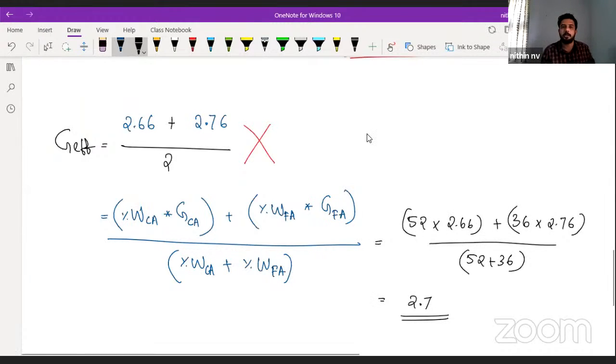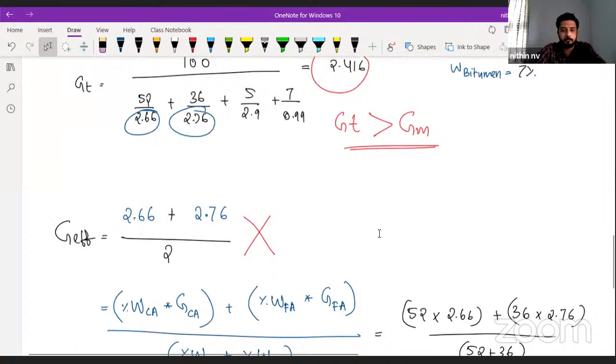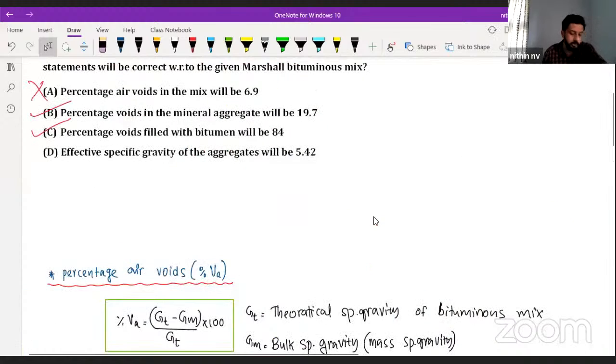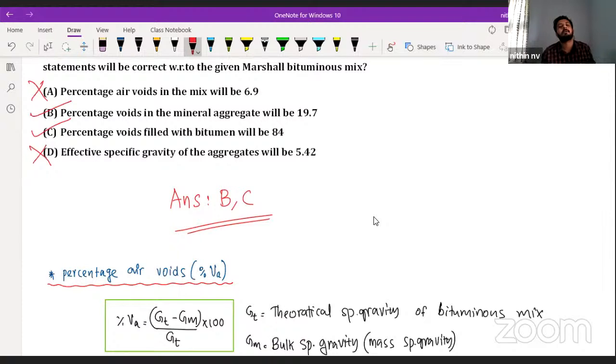Yes, very good, Bhagyashree. Correct. Go back to the given options. 5.42? No, absolutely wrong. We got 2.7. See, if you multiply again by 2, somewhat by mistake, you will be getting it as 5.42. Okay, so this is wrong. We got 2.7. So which options are correct? That's it. Clear, everyone?